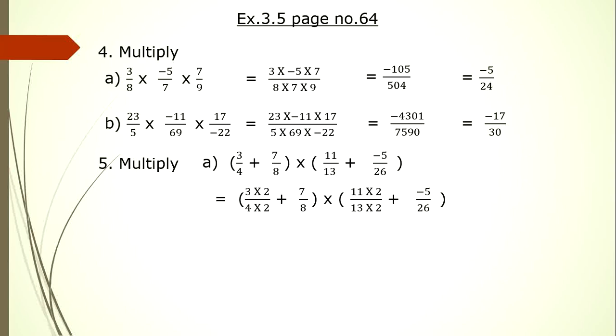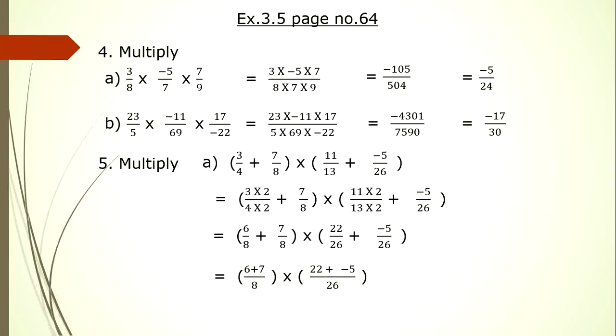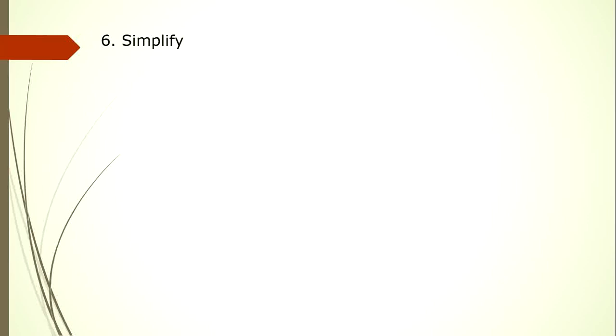So 11 and 13 are to be multiplied with 2 to get 26 as the denominator. On multiplication we get 6/8 + 7/8 × (22/26 + (-5)/26). On further simplification we get (6+7)/8 × (22+(-5))/26, which gives us 13/8 × 17/26. And on further simplification we get 17/16.